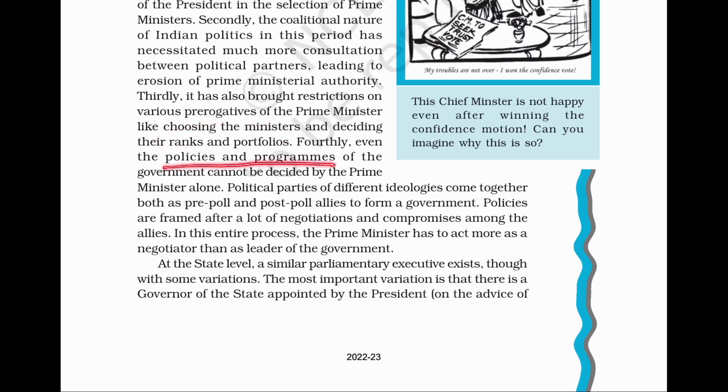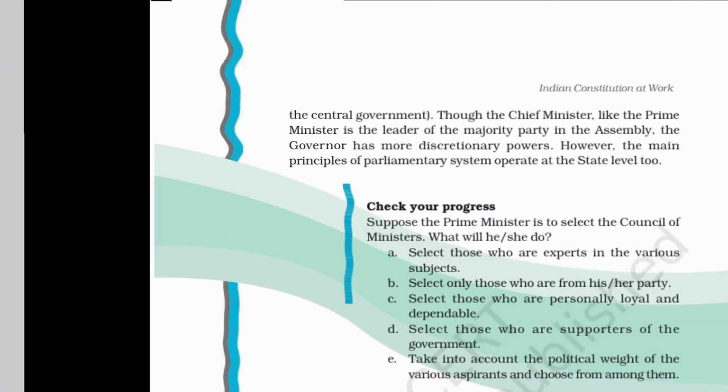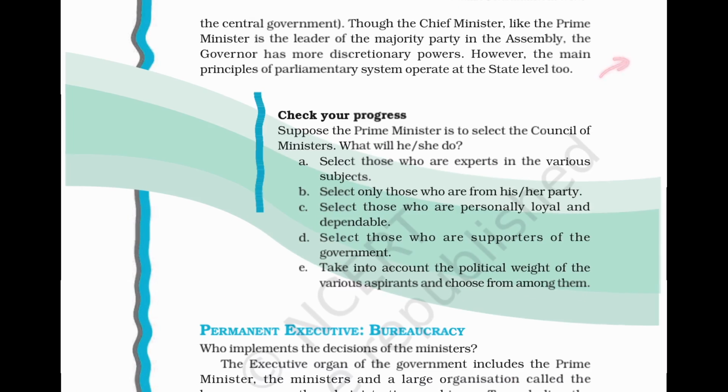Even the policies and the programs of government cannot be decided by the prime minister alone. They will have to take care of all the coalition partners into consideration. ठीक है, सारा कुछ जो है वो बहुत negotiation के साथ होगा. So in this coalition system, the major factor would be that prime minister will have to act more as a negotiator, right? Having consensus from everybody around and not just a leader of the government taking one-sided decisions. Similarly, in the state level, president का काम would be done by the governor, prime minister का काम would be done by the chief minister. ठीक है? So that we will anyway see when we do those topics.